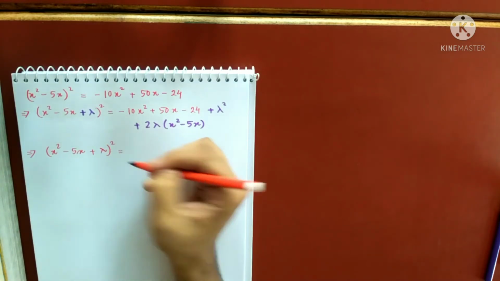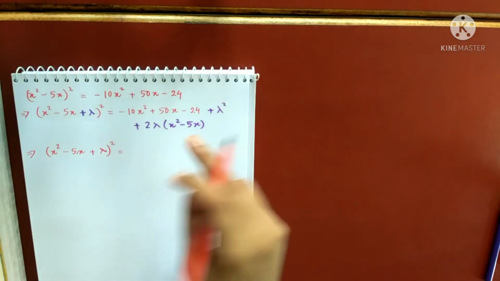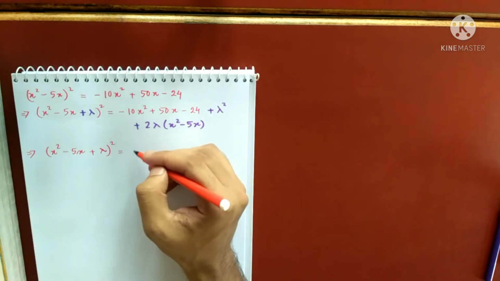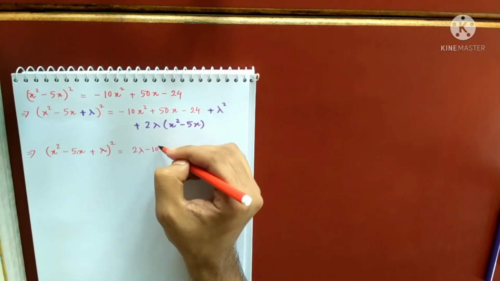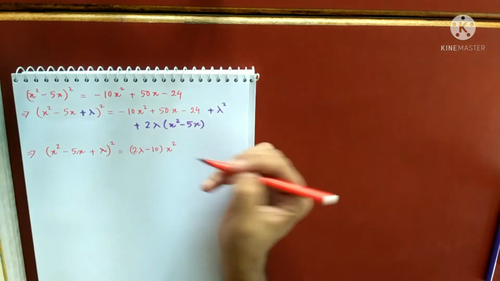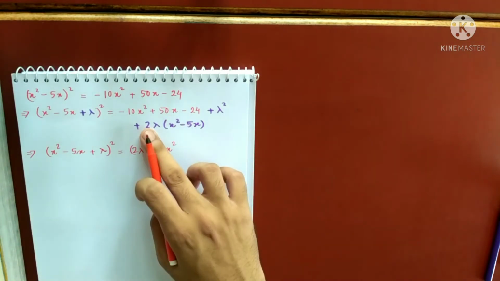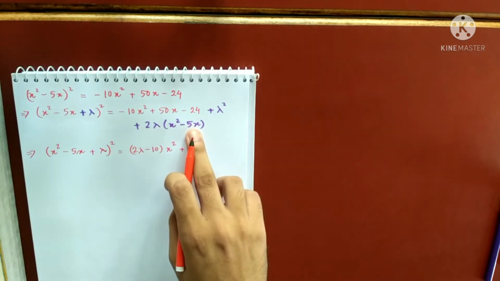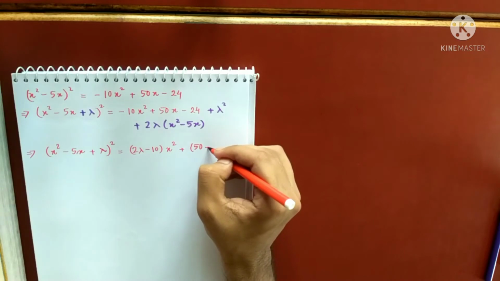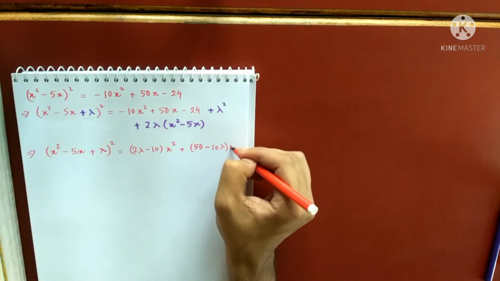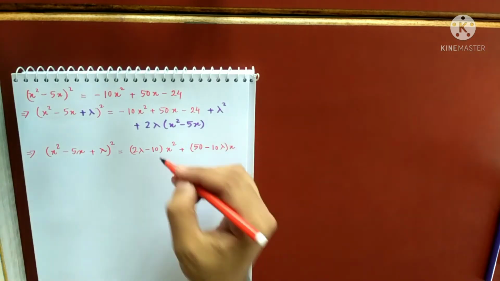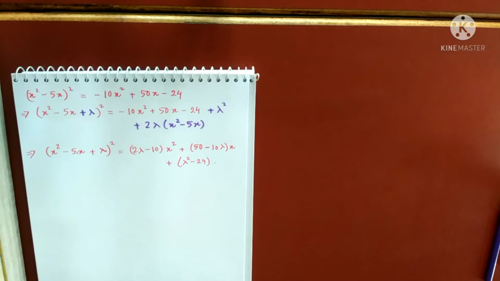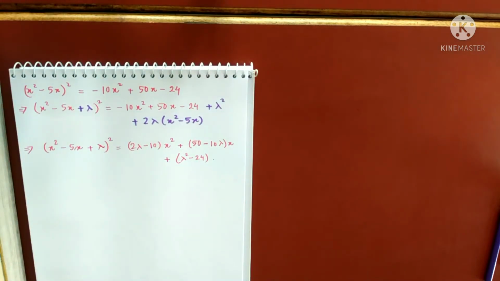Lambda whole square, and this is what? So let's take all the x square terms. So this is 2 lambda x square minus 10 x square. That means 2 lambda minus 10 x square. Okay, all the x together. So this is 50x, and this is how much x? Minus 10 lambda x. So minus 10 lambda x, and what is the number? Number is lambda square minus 24. If you want to ask anything up to here, feel free to ask.